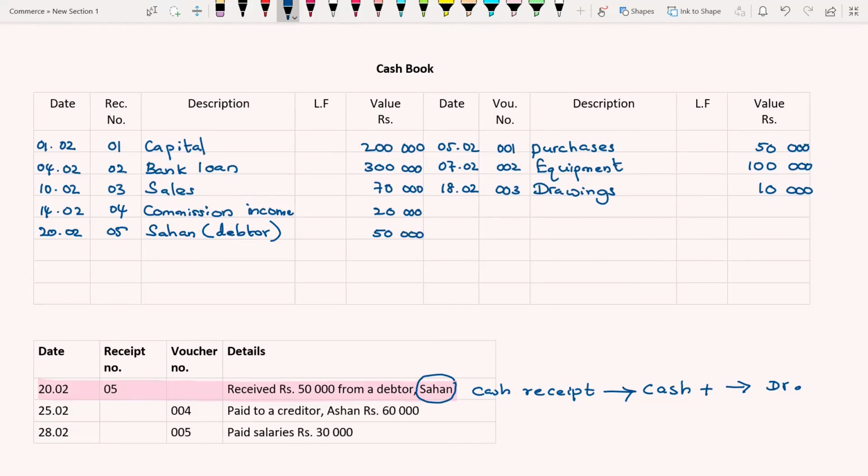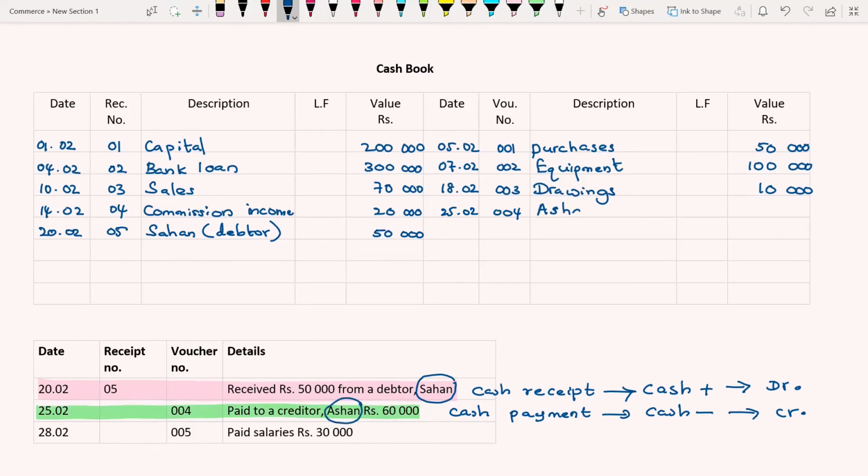Then the next transaction, paid to a creditor Ashan, 60,000 rupees. Now here it's a cash payment. Cash decreases due to this transaction. Therefore, we need to record this transaction in the credit side of the cash book. So 25th of February, voucher number is 004. Description, Ashan, within brackets, let's say creditor, and the value is 60,000 rupees.